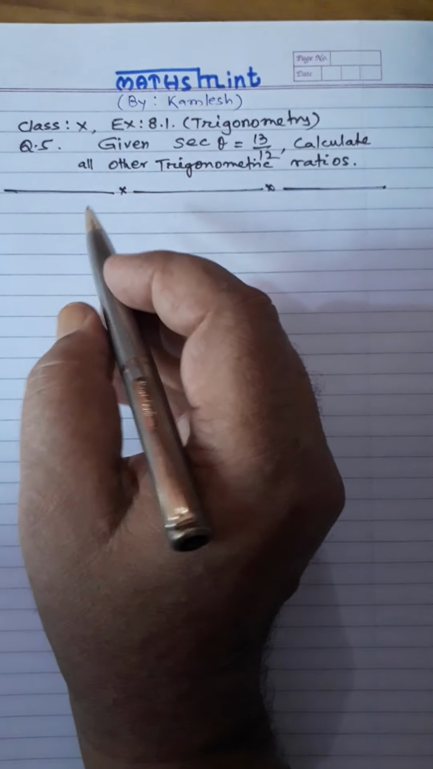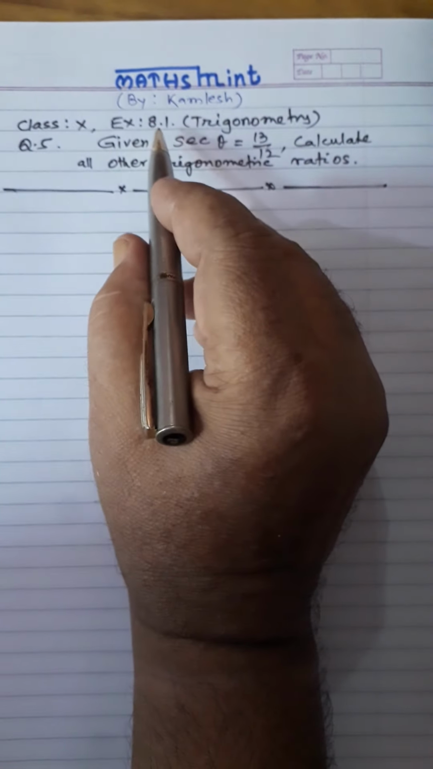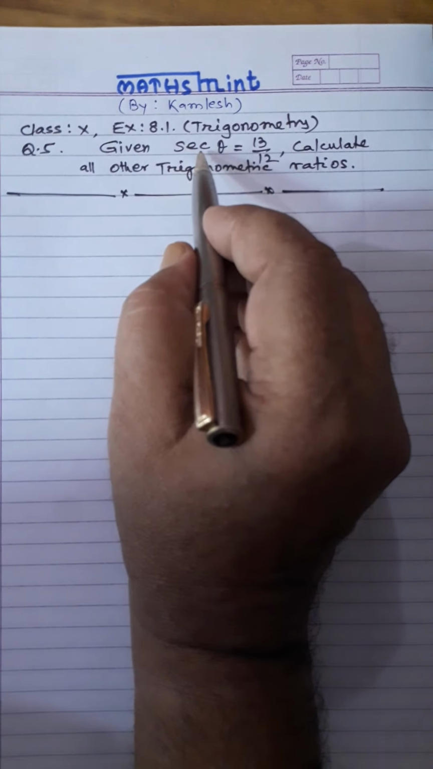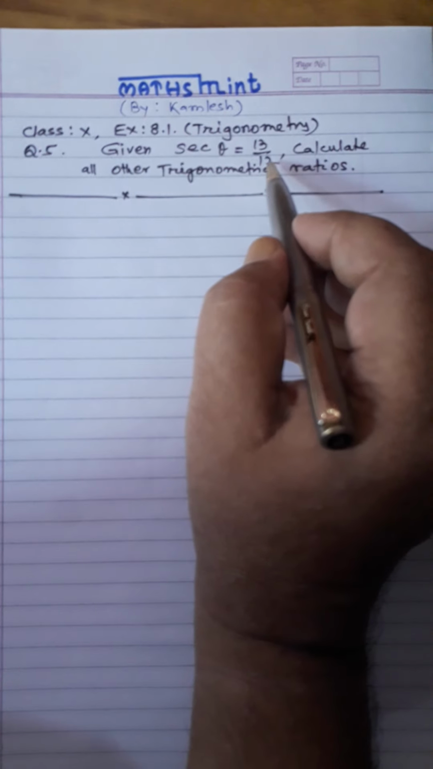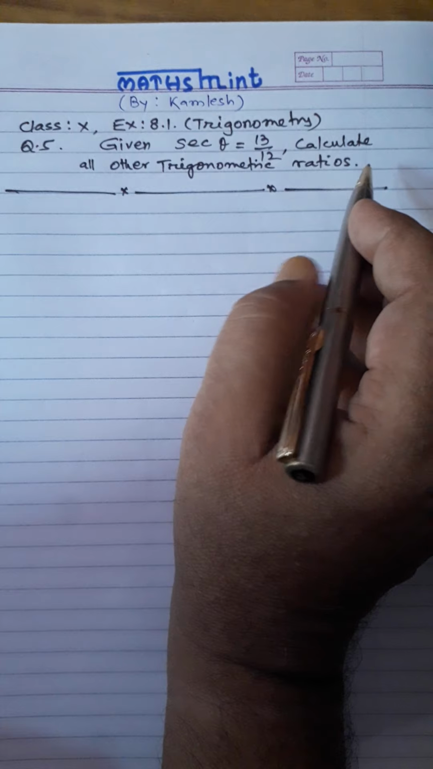Hello students, today I shall solve question number 5, exercise 8.1 trigonometry for class 10. The question is: given sec theta is equal to 13 by 12, calculate all other trigonometric ratios, right?